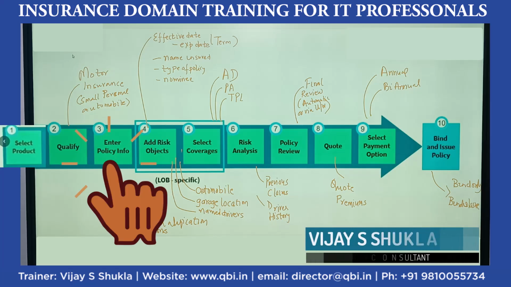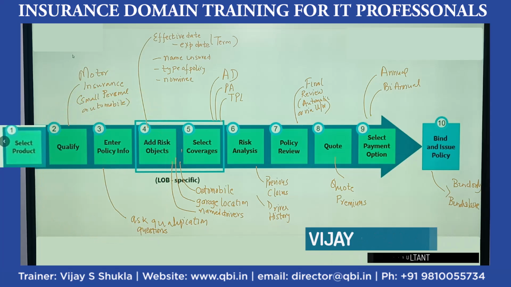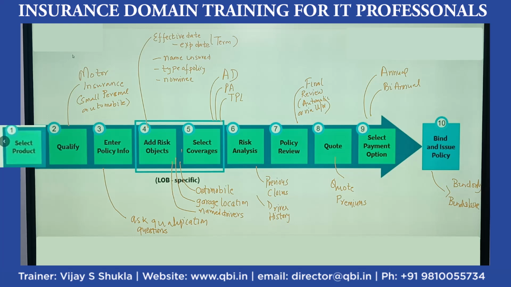Enter policy info. Next in the line is basically the entry of the policy info. So policy info details could be effective date, that is basically the policy term, that is the effective date and the expiry date. It could be the details of the name insured, the type of the policy, nominee, etc.